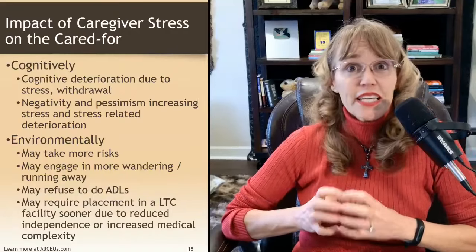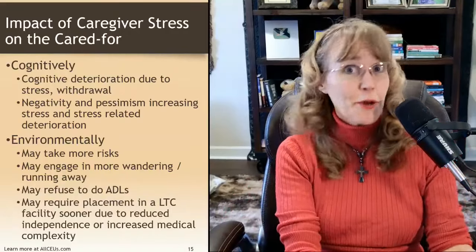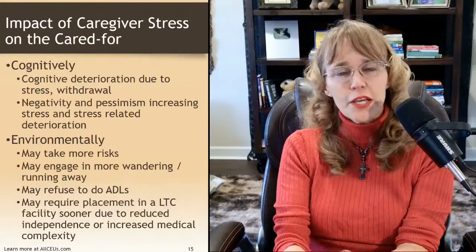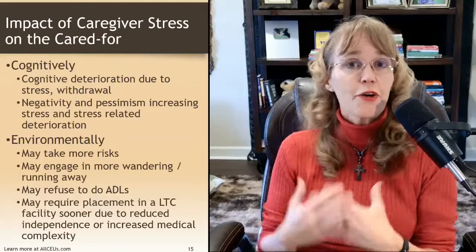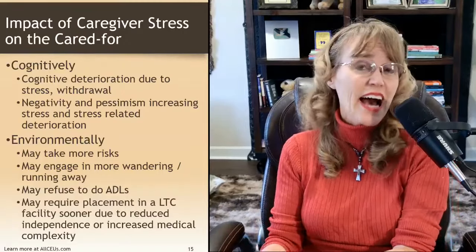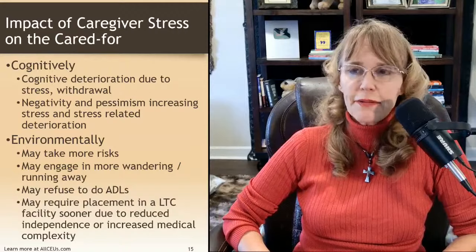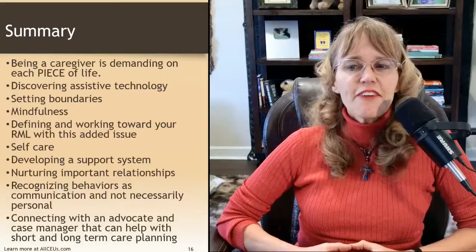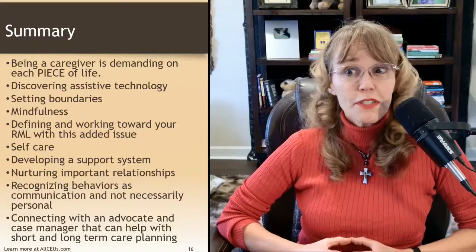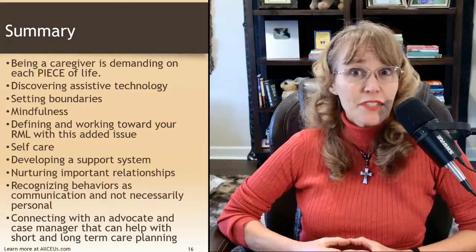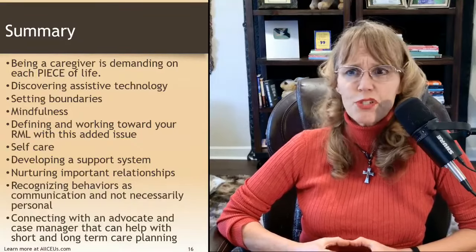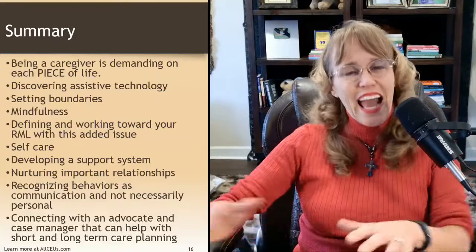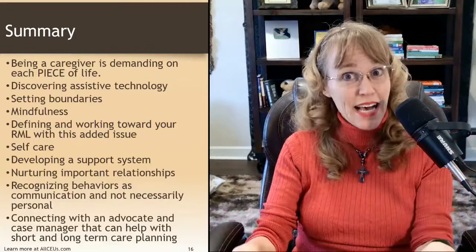And eventually, if the caregiver is sufficiently incapacitated, sufficiently stressed out, they may not be able to care for the older adult. The older adult's health may deteriorate to the point where they actually have to be moved to a long-term care facility. Being a caregiver is demanding on every piece of life. Discovering assistive technology can be really helpful. Setting boundaries and practicing mindfulness is crucial to maintaining some sort of balance. Defining and working toward your rich and meaningful life and caregiving at the same time is important.